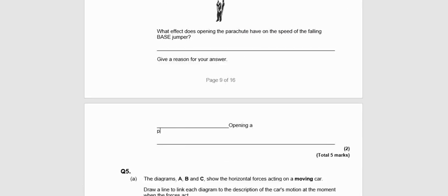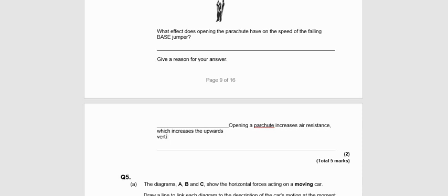Opening a parachute increases air resistance, which increases the upwards vertical force. This means that there is a resultant force upwards, which will cause a deceleration or an acceleration upwards.